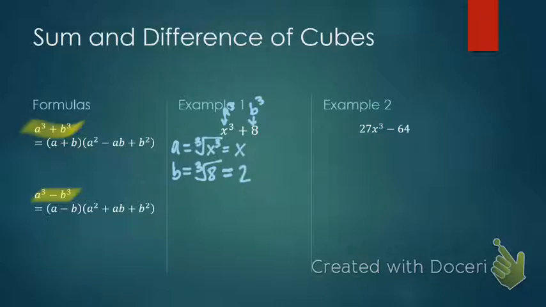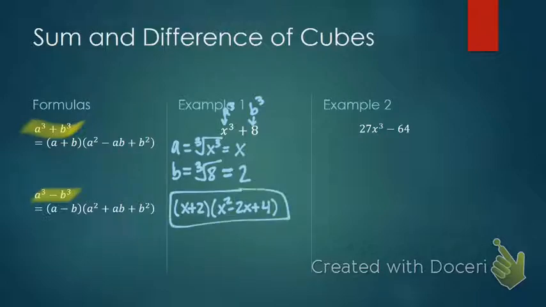So we're going to go to my formula on the top, and everywhere I see an A, I'm going to put an x, and everywhere I see a B, I'm going to put a 2. So we have x plus 2, times x squared minus 2x plus 2 squared, which we know is 4. And boom. So there's example 1.